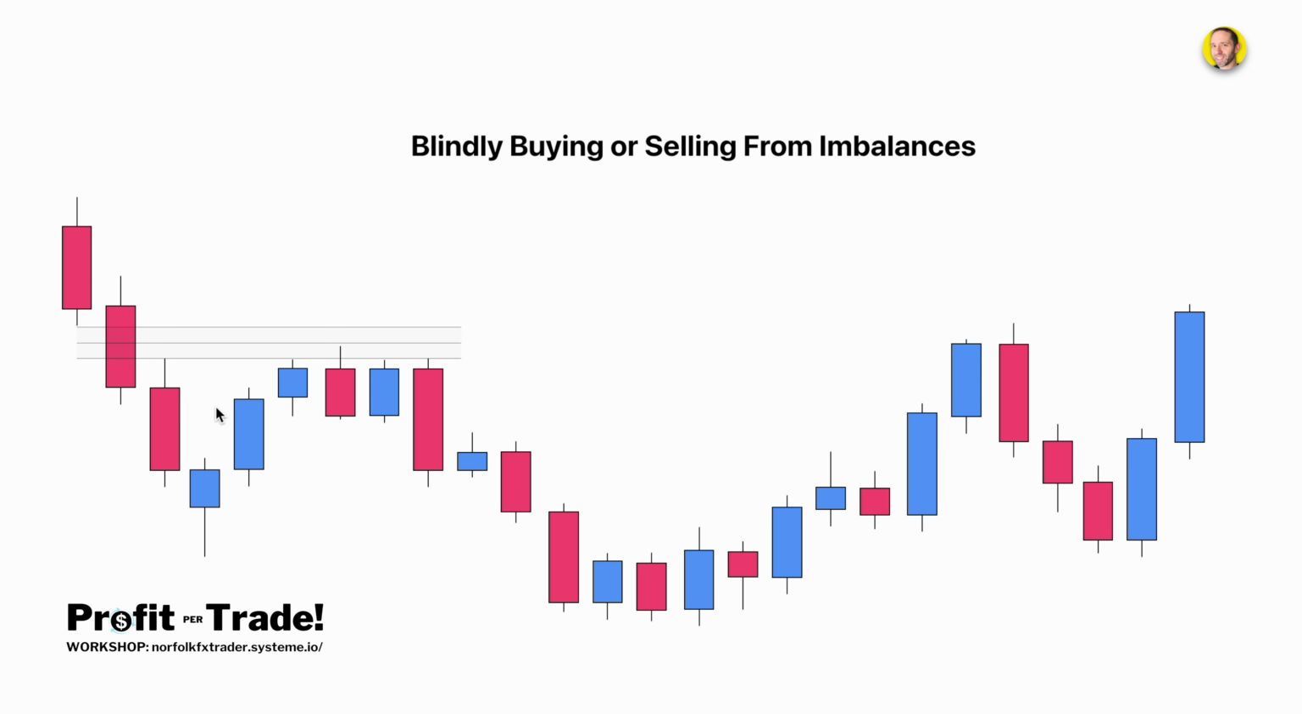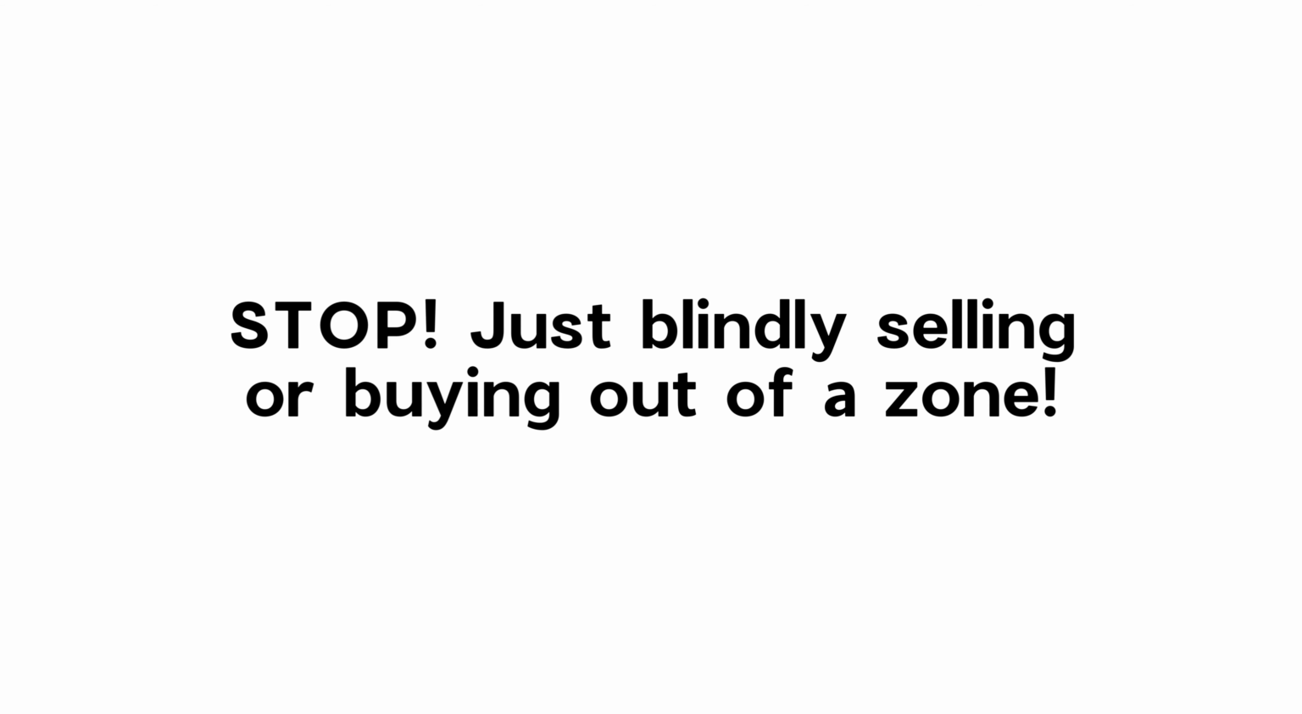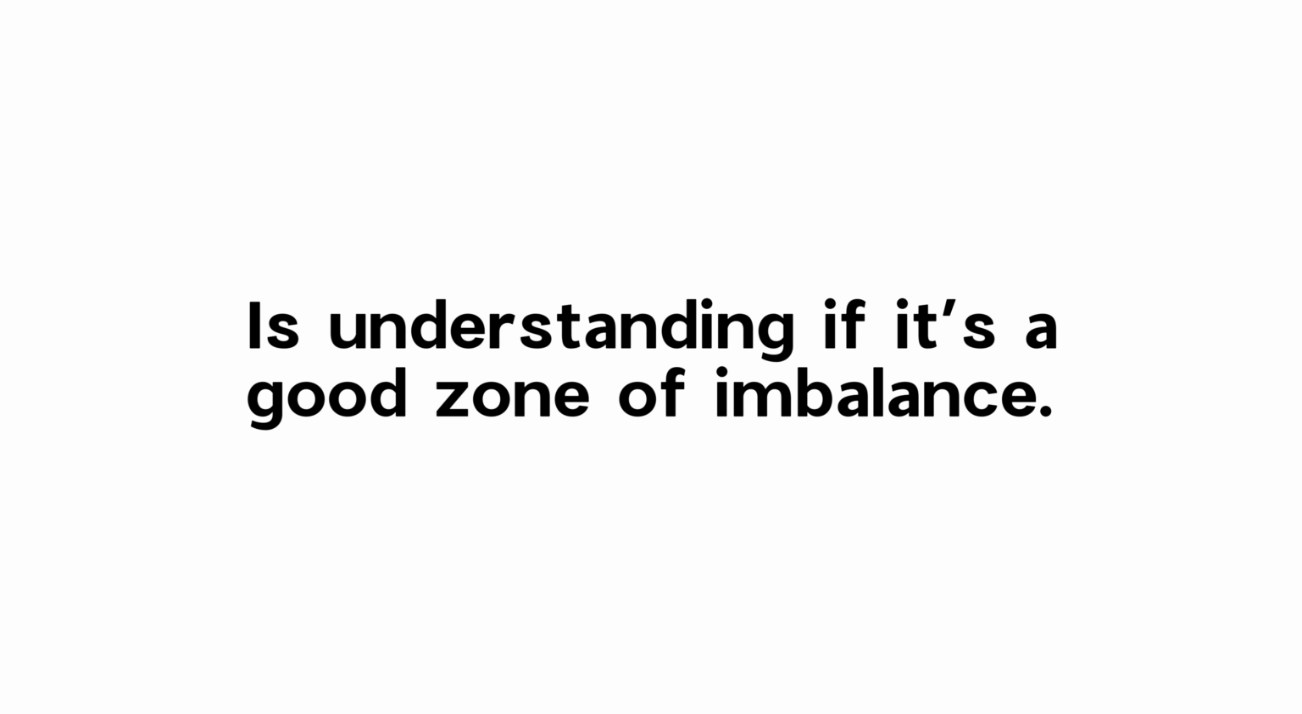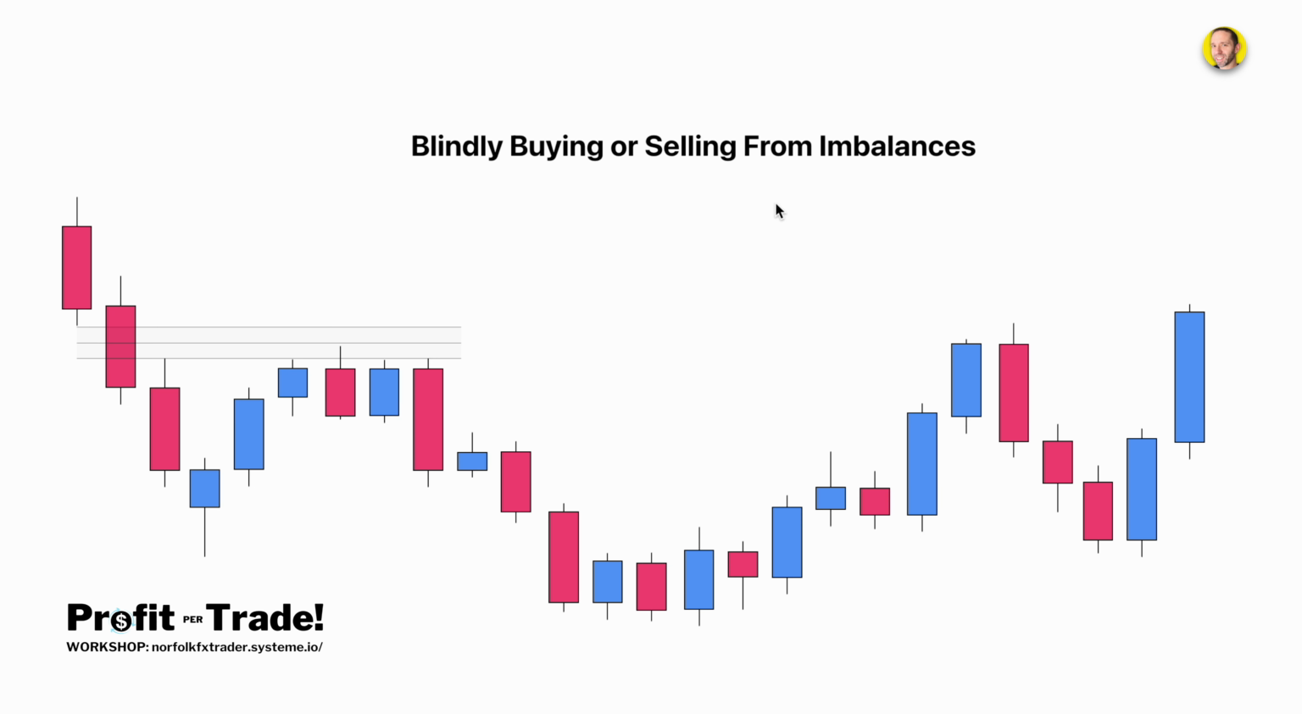Now you're looking to the next liquidity area, whether that be an imbalance zone or a swing high or low in the market, and we'll see that later on as we go through this video. Stop just blindly selling or buying out of a zone. The way we look to trade a zone is understanding if it's a good zone of imbalance. Now we look at the use of structure here as well. We have a swing high here in the market.